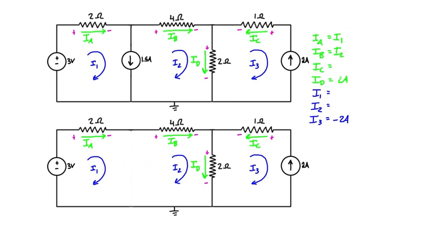I wrote this one in the wrong place. This is supposed to be for IC. IC is equal to 2 amps. My bad. And ID is just equal to the net, right? We have I2 going down and I3 going up and ID going down. So ID is equal to I2 minus I3.